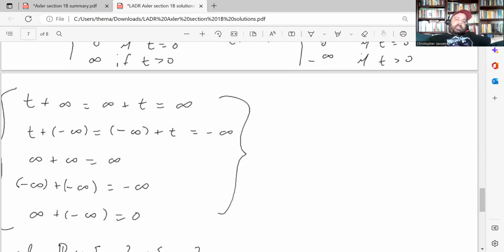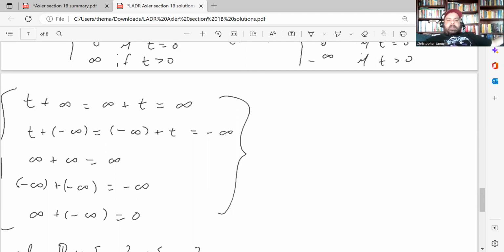T plus infinity is the same thing as infinity plus t, which is infinity. T plus minus infinity is the same thing as minus infinity plus t, which is equal to minus infinity. Infinity plus infinity is infinity. Minus infinity plus minus infinity is minus infinity. And infinity plus minus infinity equals 0.